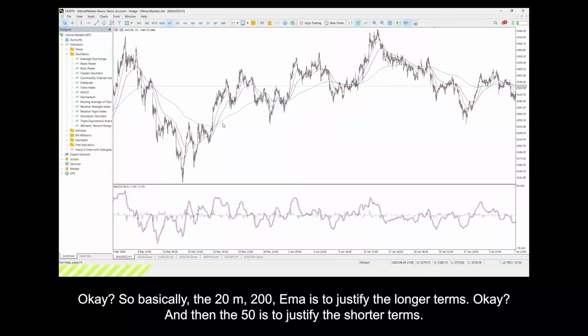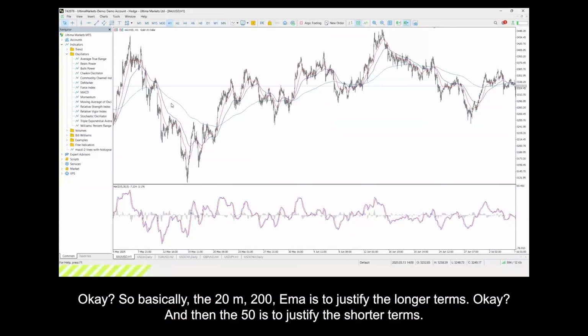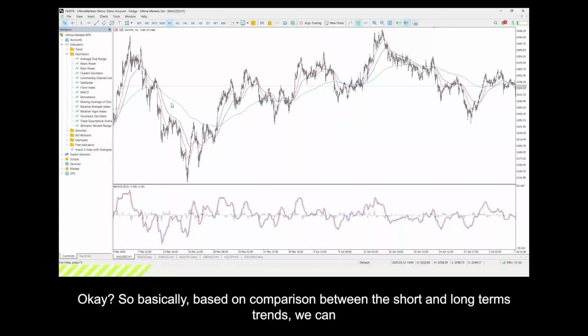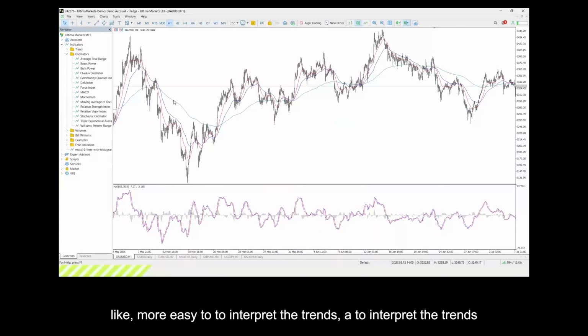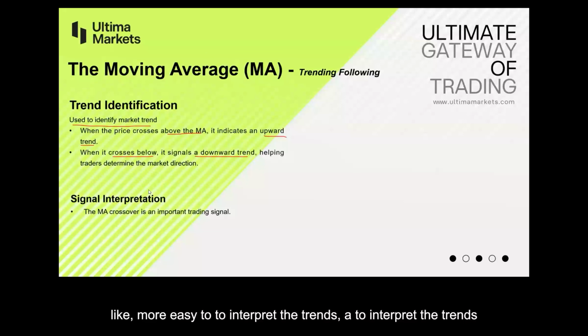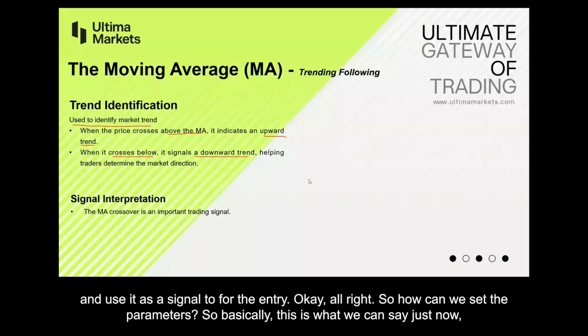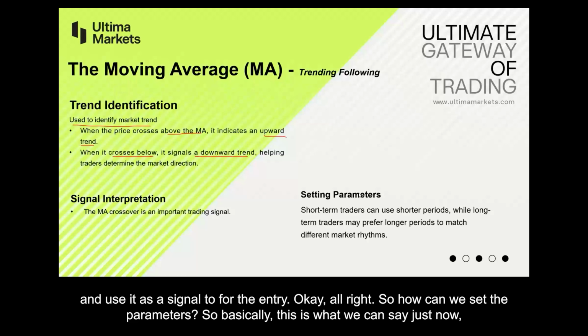Basically the 200 EMA is to justify the longer term, and then the 50 is to justify the shorter term. So based on the comparison between the short and long term trends, it is easier to interpret the trends and use it as a signal for the entry. All right, so how can we set the parameters?